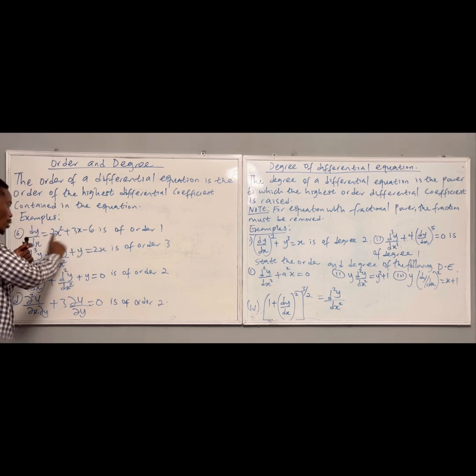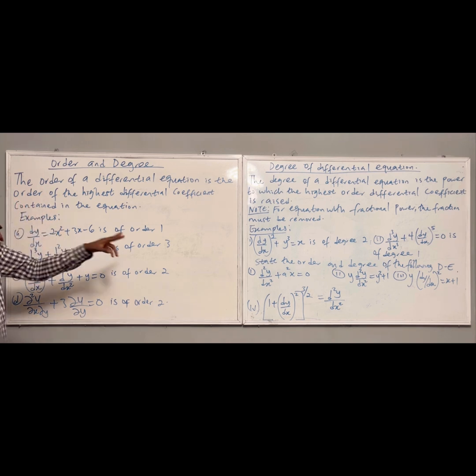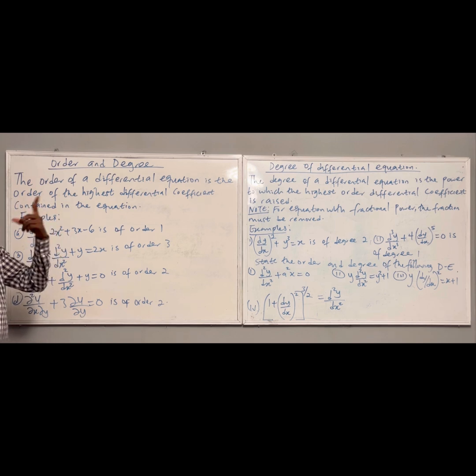The dy over dx is the only derivative that we have here. The right hand side here is in the independent variable, and we are talking about the highest differential coefficient. So the highest differential coefficient in example A is dy over dx, which is a first order. That is a first derivative and also a first order. So that's why we have order 1.